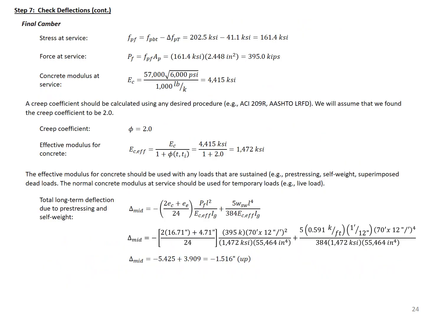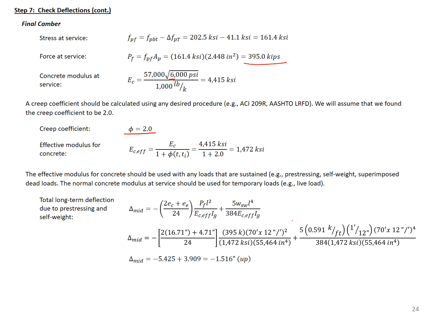Next, we're going to find our final camber. With our final camber, we want to use our force at service and our concrete strength at service. We can find both of those like we did before. We also need to somehow estimate our long-term effects. We're going to do that here by using a creep coefficient equal to 2. We could calculate the creep coefficient using any procedure that we wanted. We would probably use ACI 209R if we're designing a building, or AASHTO LRFD if we're doing a bridge. We're going to assume 2 here.